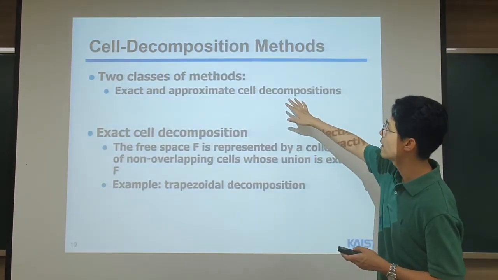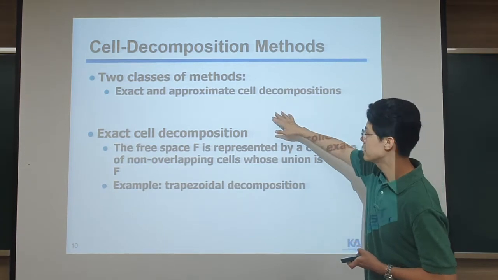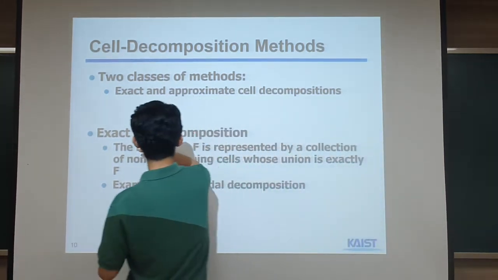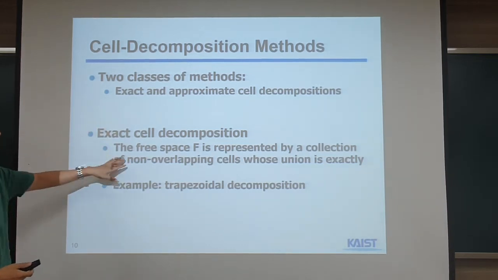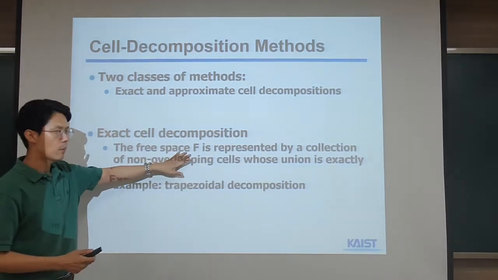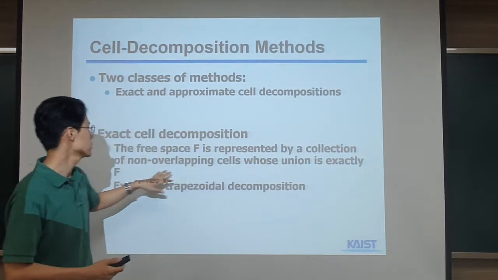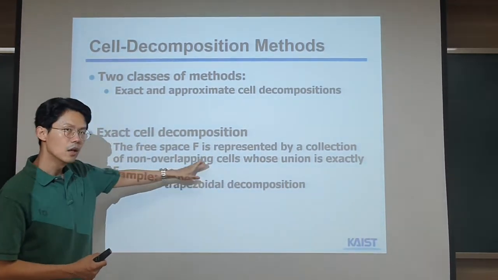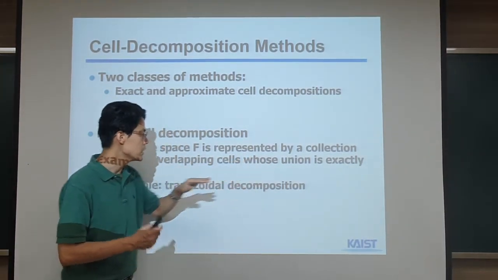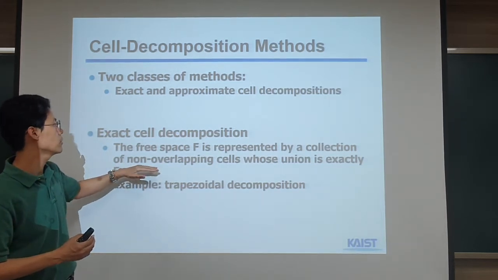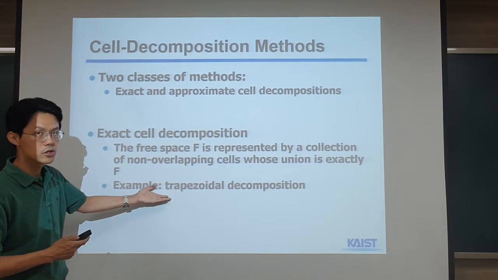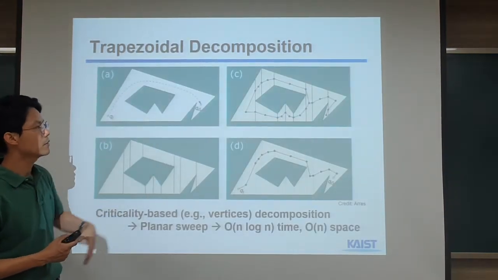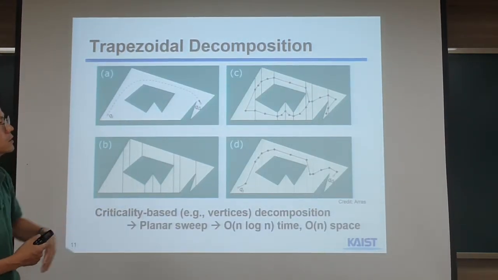There are two types of techniques, the exact or the approximate techniques. Exact cell decomposition is where the free space F is represented by a collection of non-overlapping cells whose union is exactly the same as the free space. One of the examples is trapezoidal decomposition. It might be better for you to look at this example here.